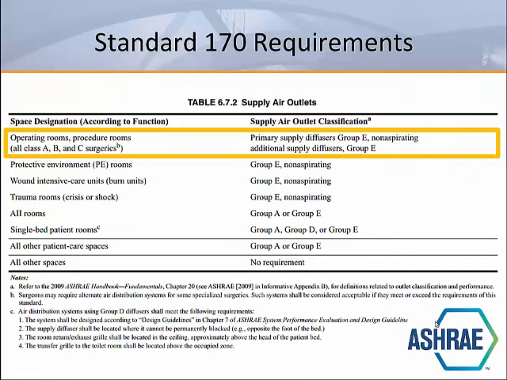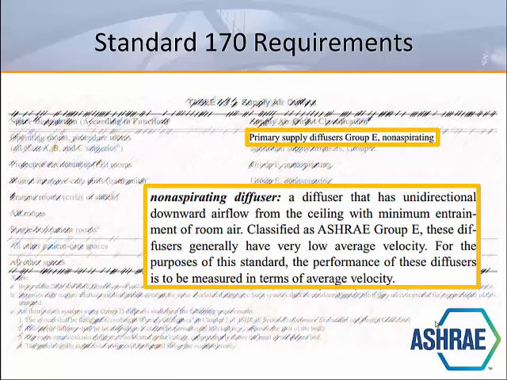Standard 170 specifies the type of diffusers that can be used in all areas of the hospital. For operating rooms and procedure rooms, they call for primary supply diffusers, which are Group E, non-aspirating. These are typically referred to as laminar flow or unidirectional diffusers. These diffusers have a unidirectional downward airflow from the ceiling with minimum entrainment of room air. For the purpose of this standard, the performance of these diffusers is measured in terms of average velocity, or CFM per square foot.